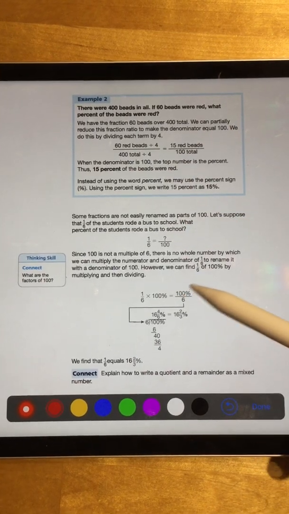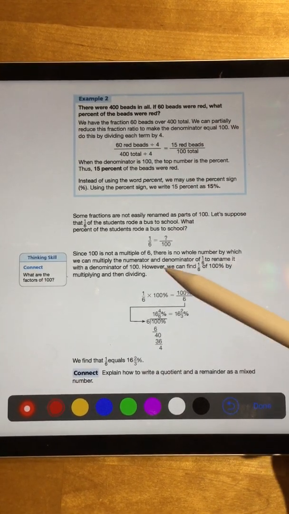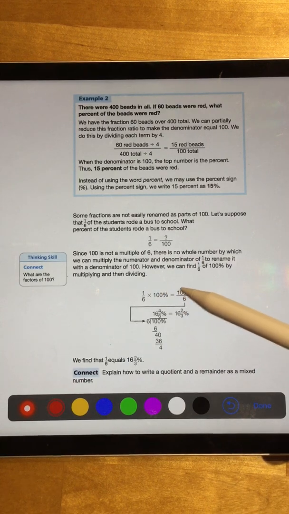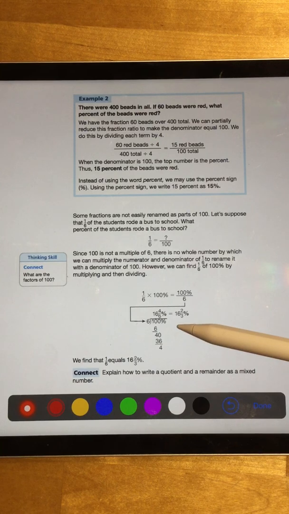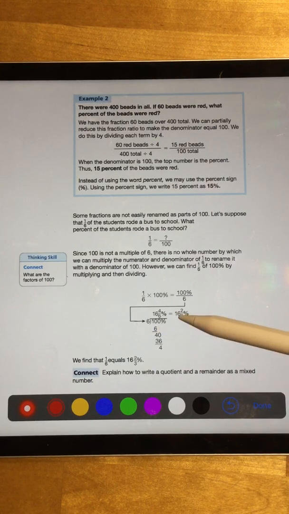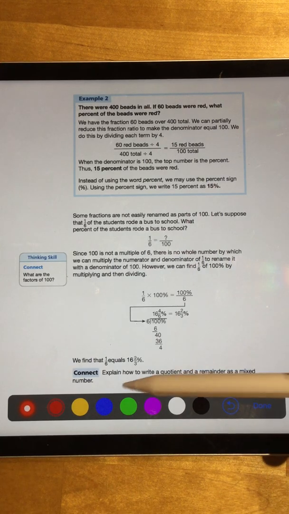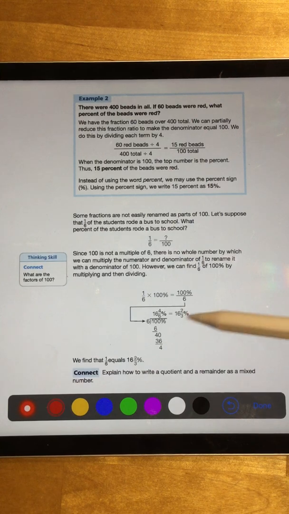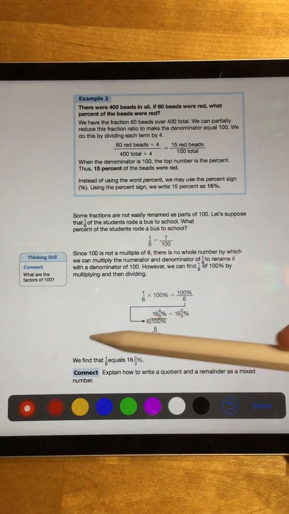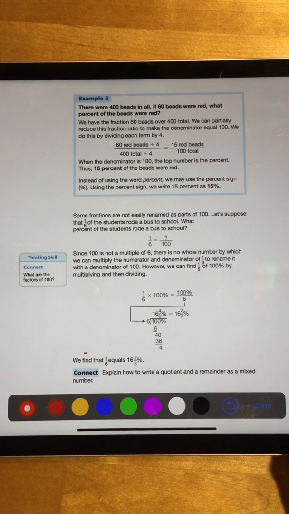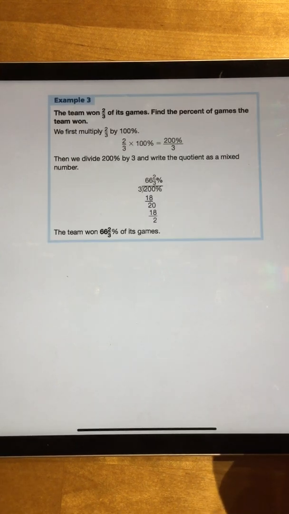So the first thing that we do is we take 1/6 times 100%. We get 100 over 6. Then we divide the 100 by 6, and we get 16 2/3. All right, so it says down here, explain how to write a quotient and a remainder as a mixed number. Well, you already know that. You are good at that. So we find that 1/6 is equal to 16 2/3%.